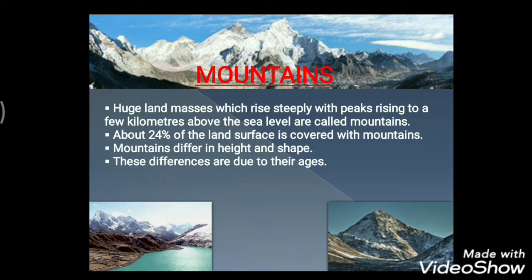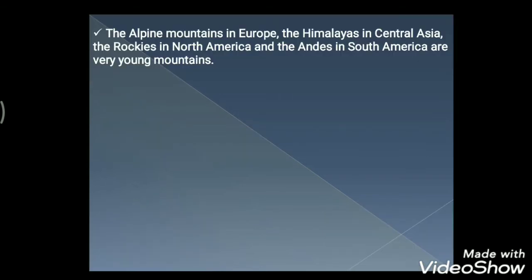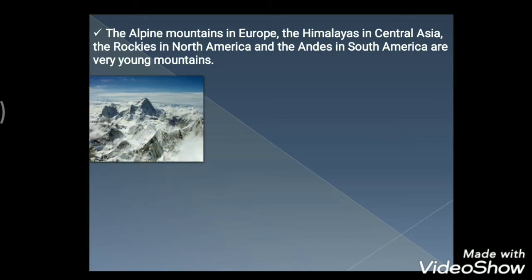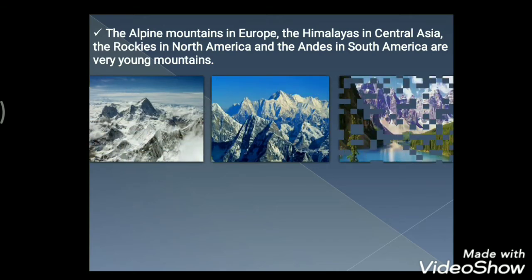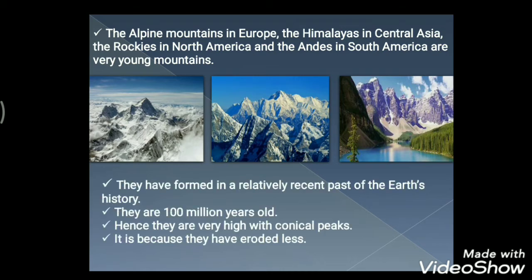The Alpine mountains in Europe, the Himalayas in Central Asia, the Rockies in North America, and the Andes in South America are very young mountains. These are the young fold mountains. They were formed in a relatively recent past of the Earth's history, around 100 million years ago.